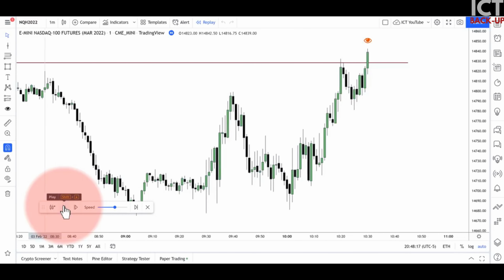Okay, I just paused it right there. Now, look at this initial poke above that high that we've drawn a line on. It went above it. It went down, yes. Did it create any fair value gaps in there? No, every candle overlaps. There's no gaps there, okay? There's also no swing low taken out. So there's nothing in here yet.